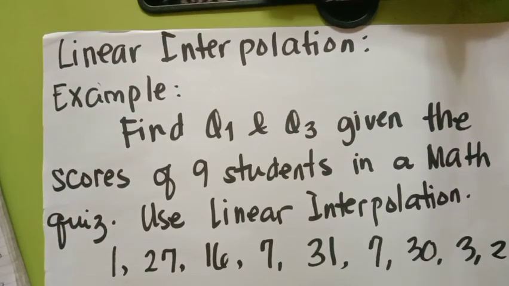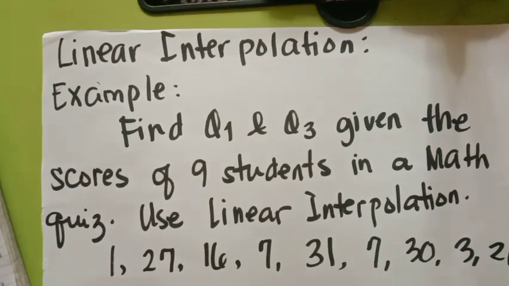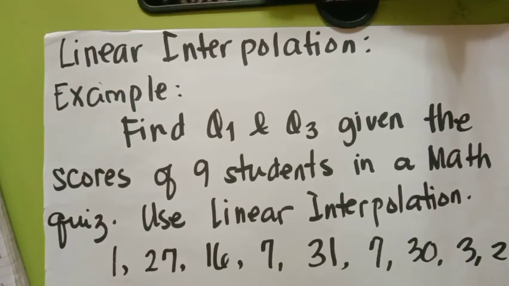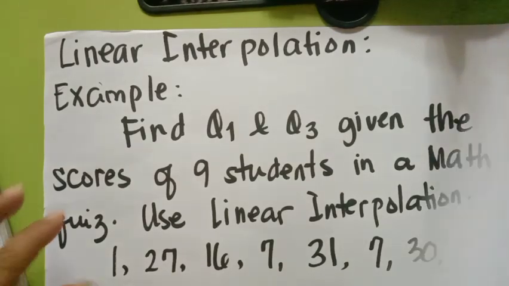Okay, so use linear interpolation. The scores are 1, 27, 16, 7, 31, 7, 33, and 21. So, ang first step natin is to arrange your data in ascending order. So, isulat natin siya in ascending order.